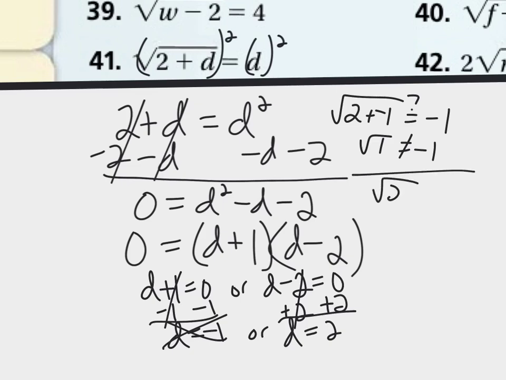So if we put in a 2, is the square root of 4 equal to 2? And the answer is yes. So d equals 2 would be our answer. D equals negative 1 was an extraneous solution.